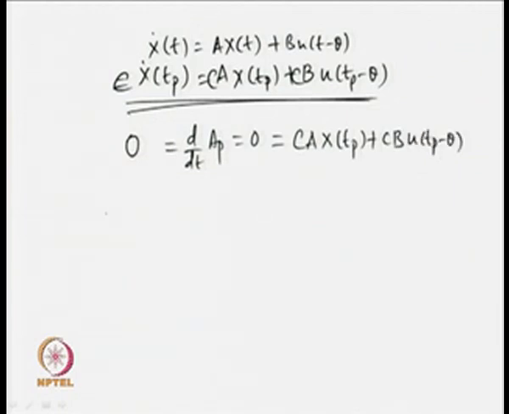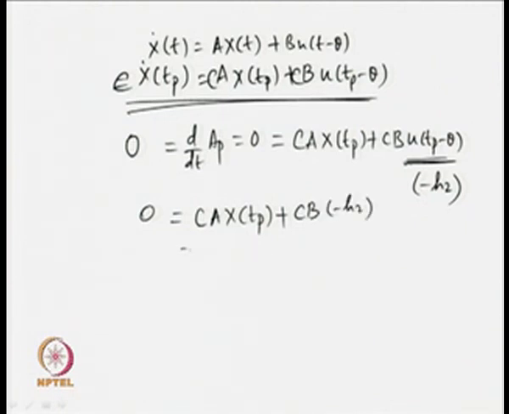But when the peak occurs, if we look at the output waveform, the peak occurs after time t equal to t1. Therefore, we have to see that the input to the system at that time is minus h2. Therefore, I can write this expression 0 is equal to C A x(Tp) plus C B times minus h2, thus giving us C A x(Tp) minus C B h2.